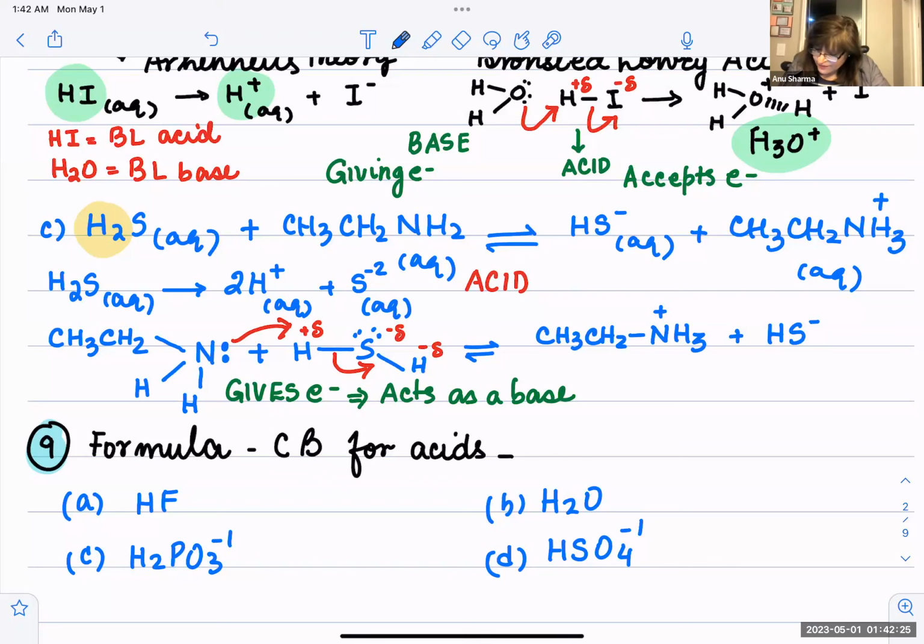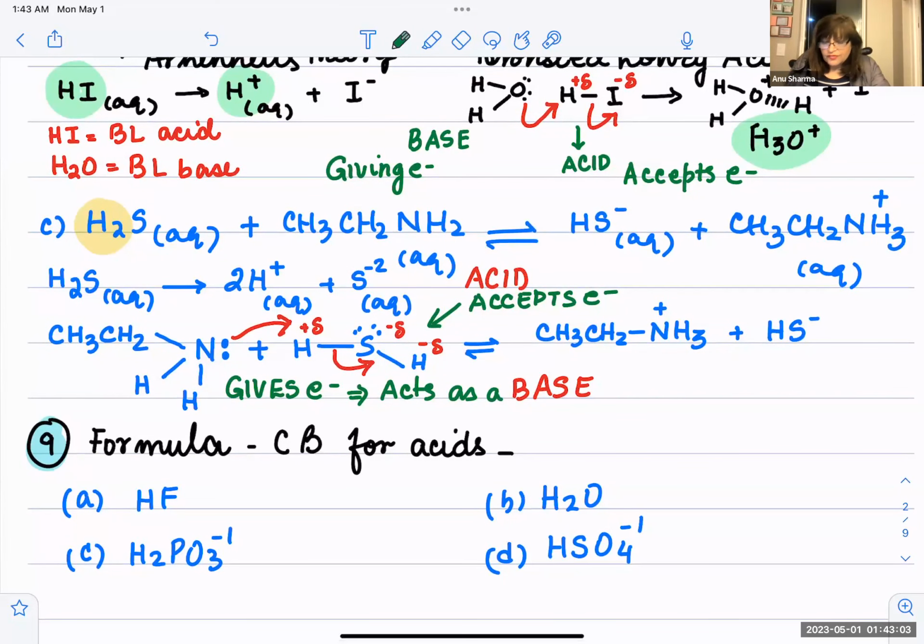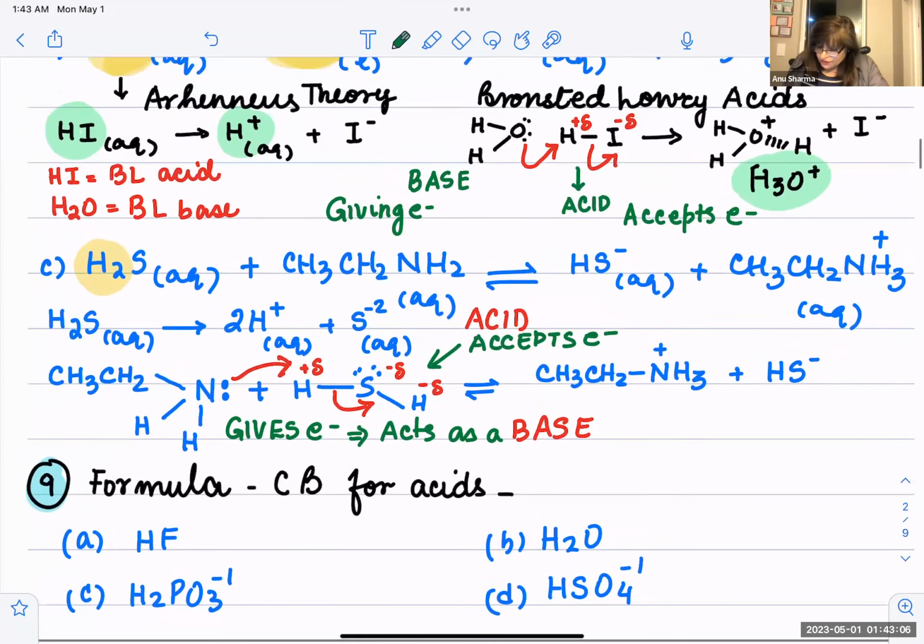Okay, so that way, the one that gives electron acts as a base, and the one that has accepted the electrons acts as the acid. And I'm going to write down here also that here this is accepting electrons. Hydrogen has accepted the electrons, and that's when the bond breaks, then you form this. So this HS minus is similar to the hydroxide. Okay, so that's the one piece from a reaction.